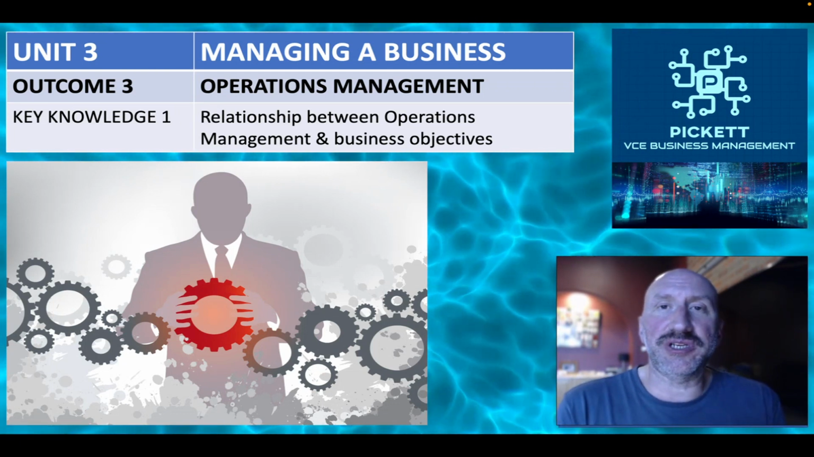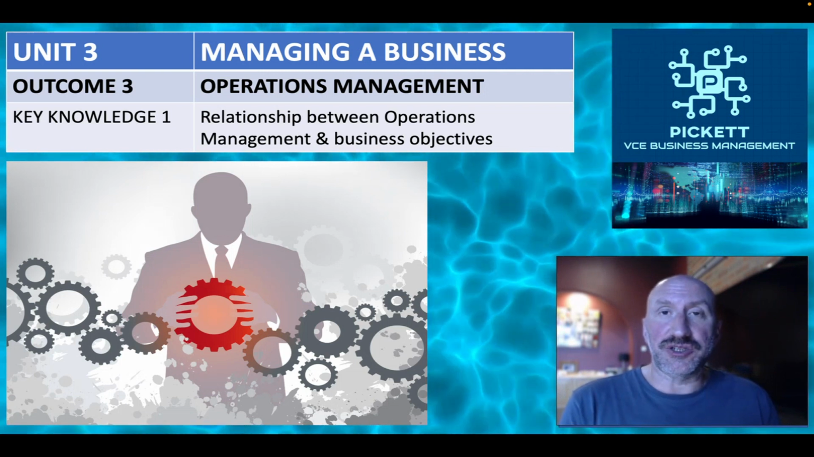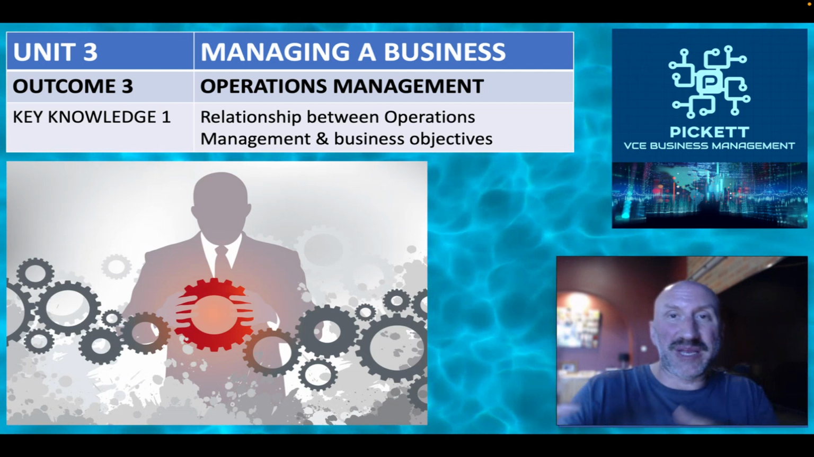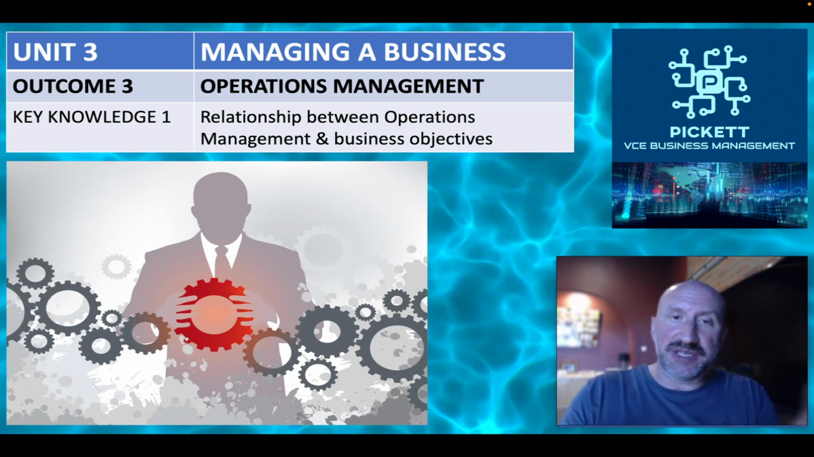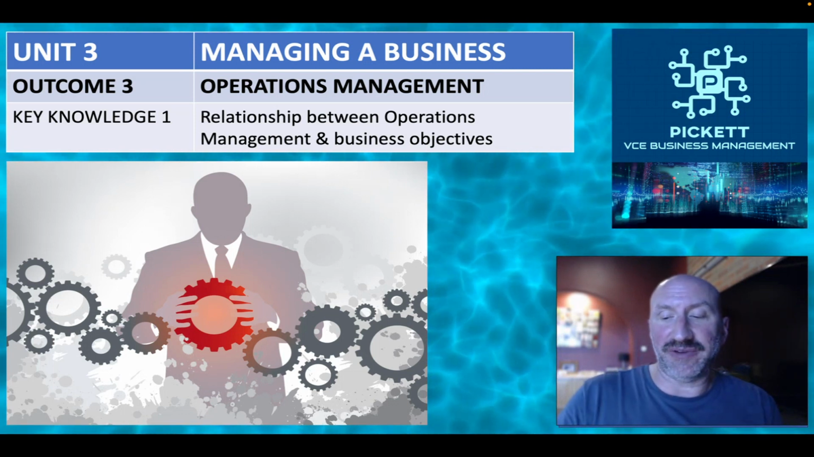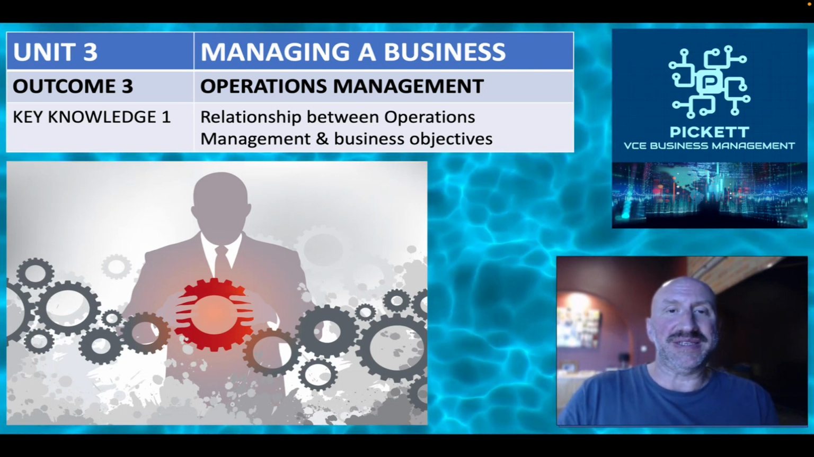This first key knowledge dot point is actually very similar to the first one in that last outcome as well. That was about the relationship between managing people and business objectives. This one is about the relationship between managing operations and achieving business objectives. Okay, so that's what we're getting into.